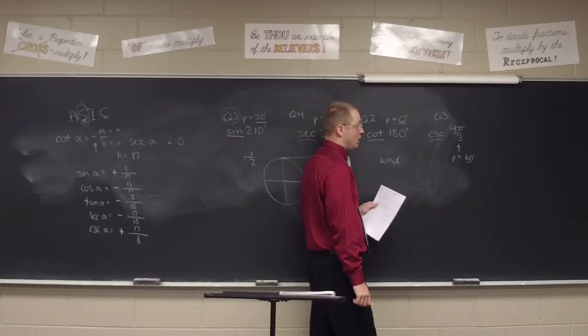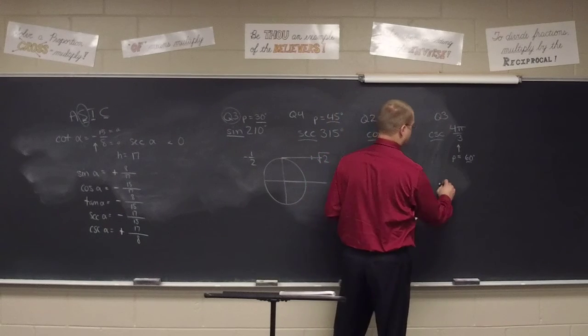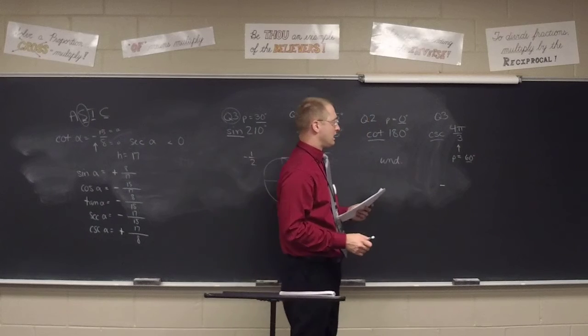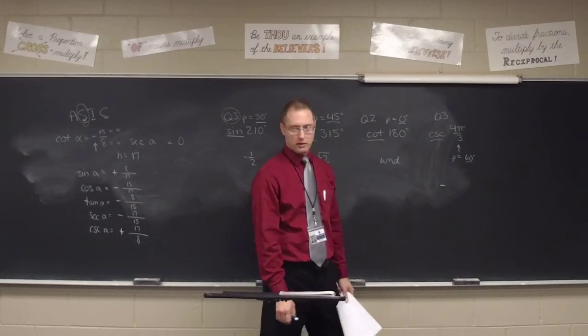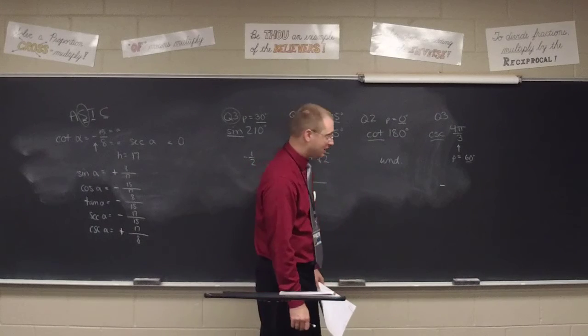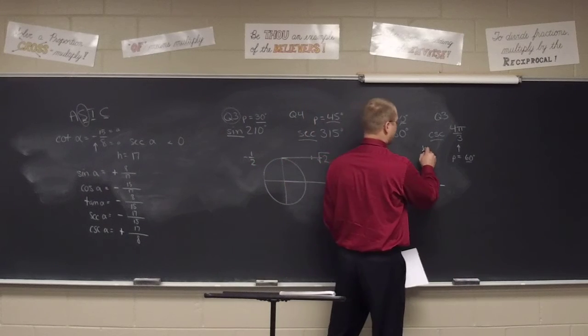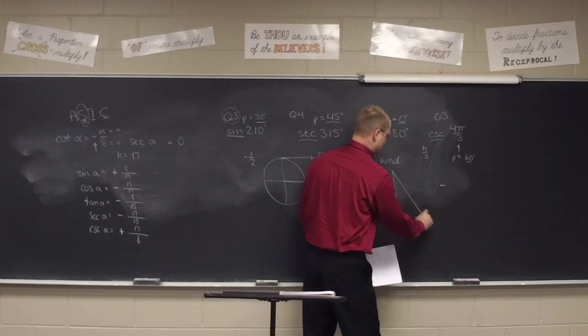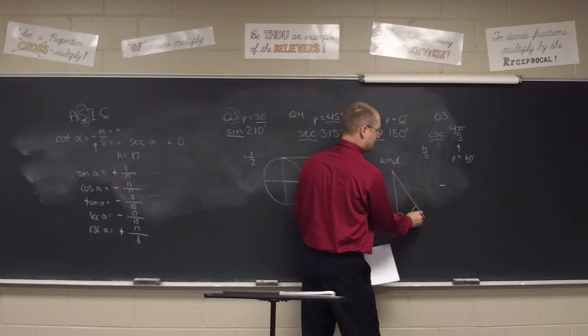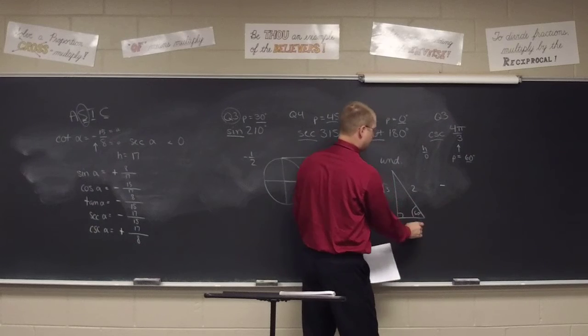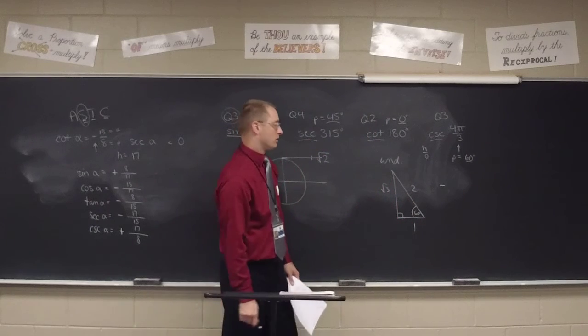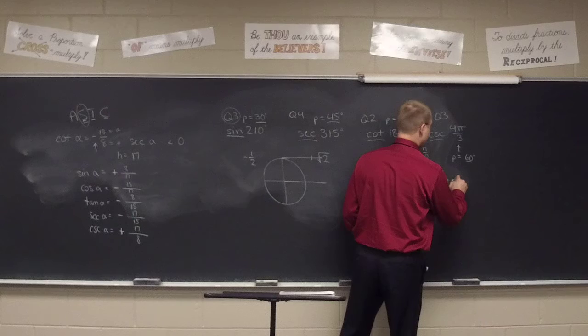Positive? You're right about the negative. Quadrant 3 cosecant is negative, but what is the cosecant of 60? Square root of 3. I'm just guessing. What's cosecant? What over what? Hypotenuse over opposite. So as you look at your 30, 60, 90, here's your 60. Opposite square root of 3, hypotenuse 2, adjacent 1. 2 times square root of 3 over 3.